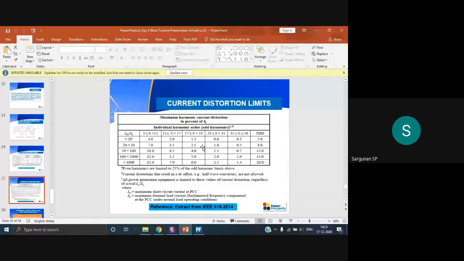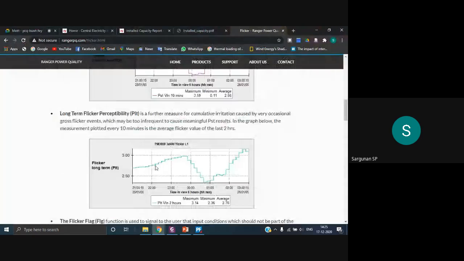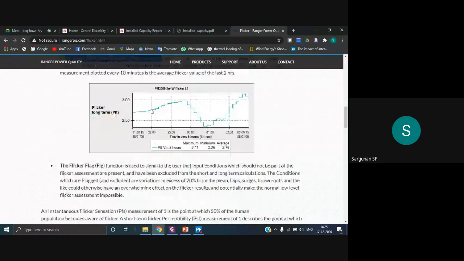It will be ranging depending on the kV range. Normally all these values will be less than 1. Whether it is here, this flicker, normally this value should be less than 1. For example, the IEEE standard speaks about this: normally we'll be calculating a long term and short term flicker.